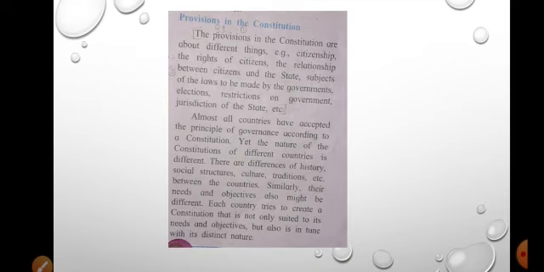What are the provisions in the constitution? The provisions in the constitution are about different things, that is citizenship, the rights of citizens, the relationship between citizens and the state, subjects of the law to be made by the governments, elections, restrictions on government and jurisdiction of the state, etc. Almost all countries have accepted the principle of governance according to a constitution, yet the nature of the constitution of different countries is different. There are differences of history, social structures, culture, traditions, etc. between the countries. Similarly, their needs or objectives also might be different.